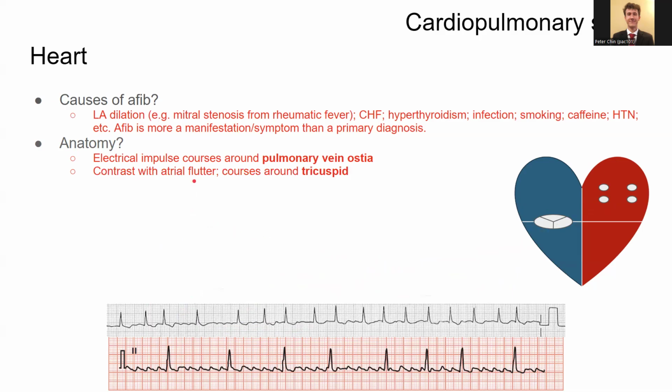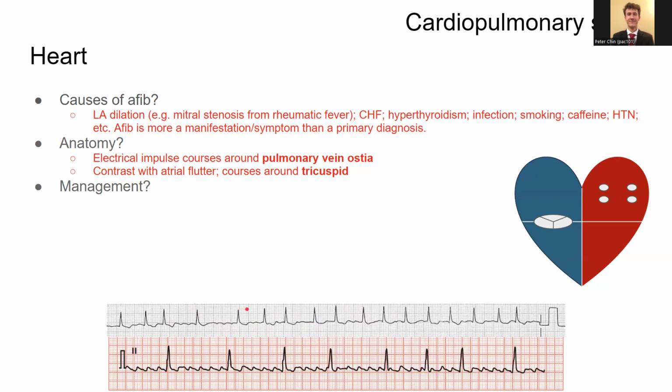In the setting of atrial flutter, the electrical impulse courses around the tricuspid valve. And since there's only one structure that's the nidus for this aberrant electrical impulse, it produces a more regular atrial rhythm, so to speak, and that shows up as that classic sawtooth pattern on the baseline in an EKG. So you can see the difference between the really irregular, not so much of a pattern baseline in AFib, but in flutter you see that regular sawtooth pattern.